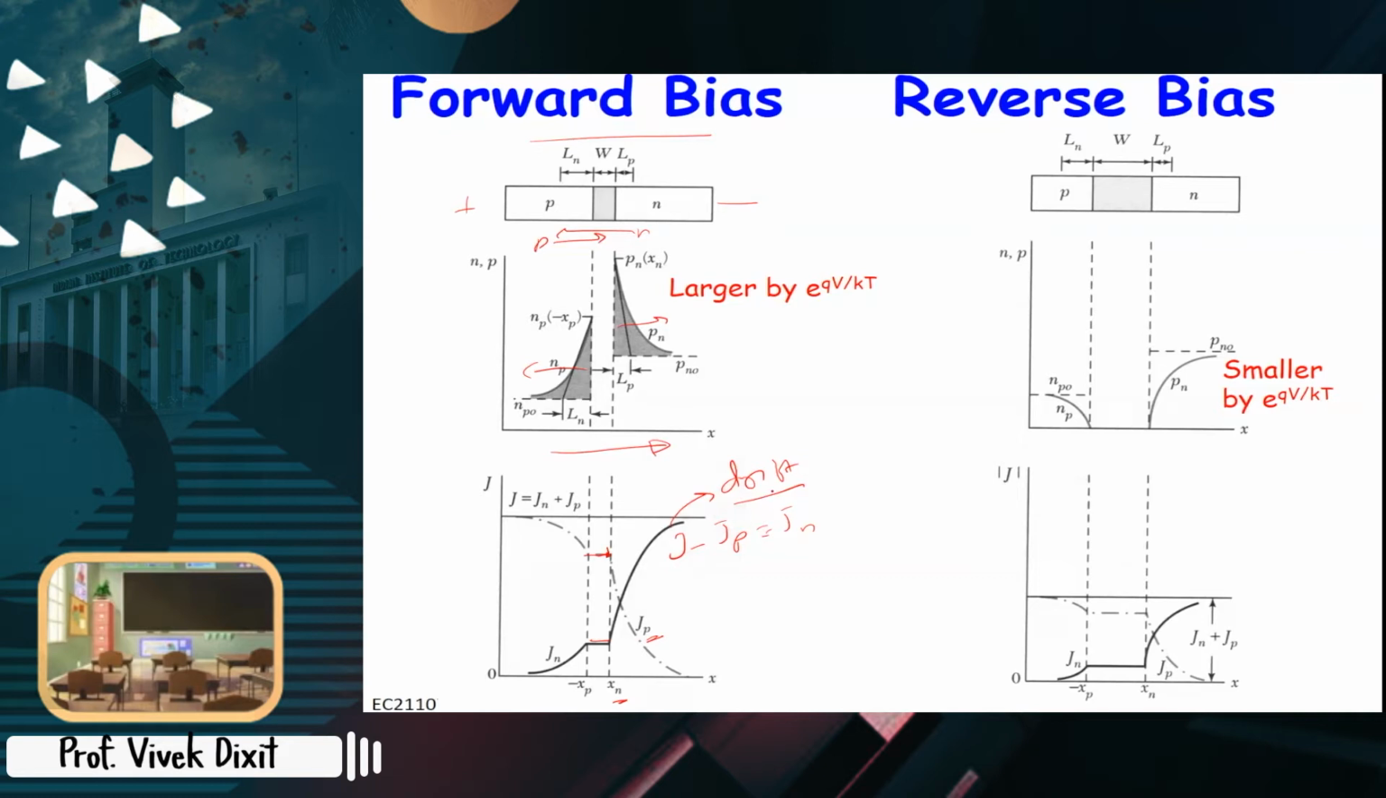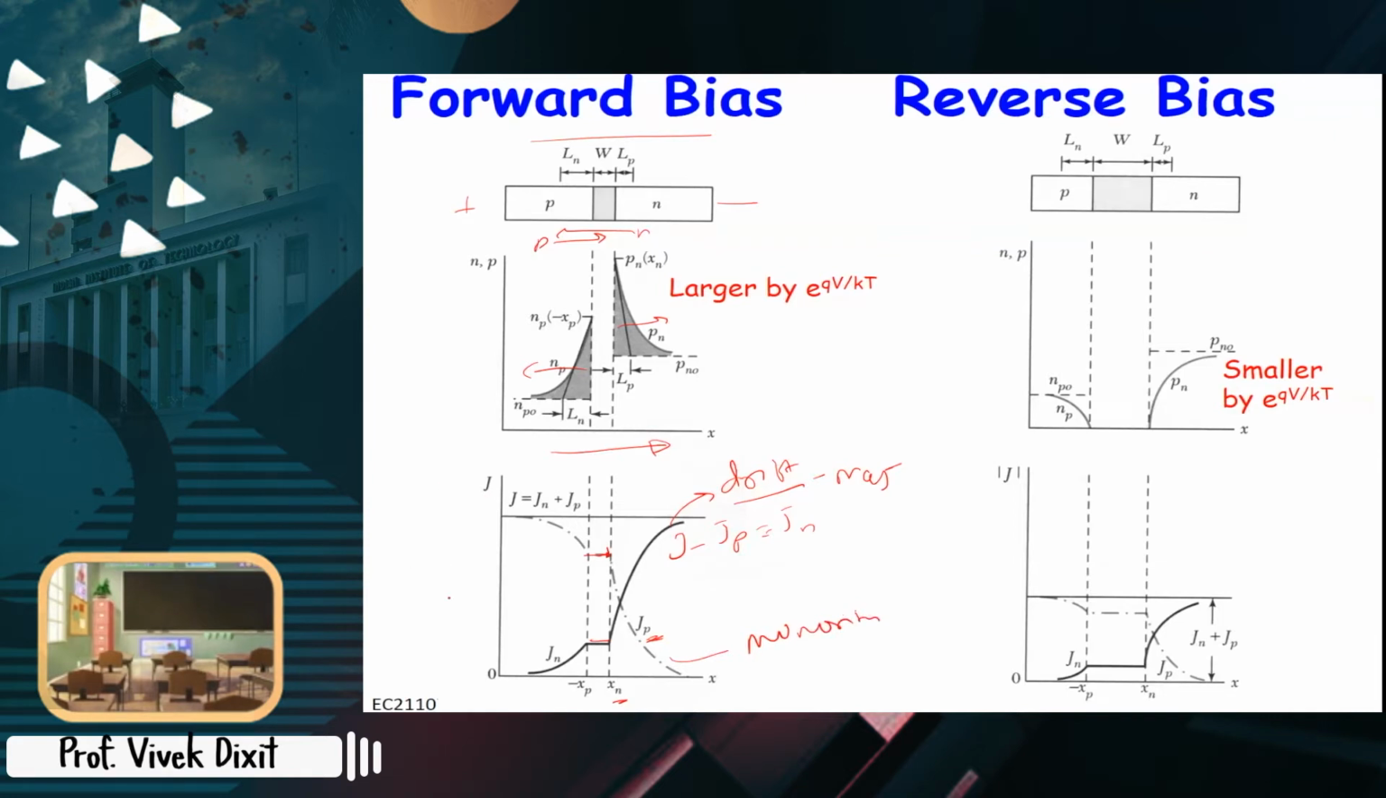So that field is very small. We can say it's almost neutral, no field or very negligible field is required. So as you progress away from the junction, the diffusion current goes down and drift current takes over. Now this drift current is due to majority carriers, and this diffusion current is due to minority carriers.